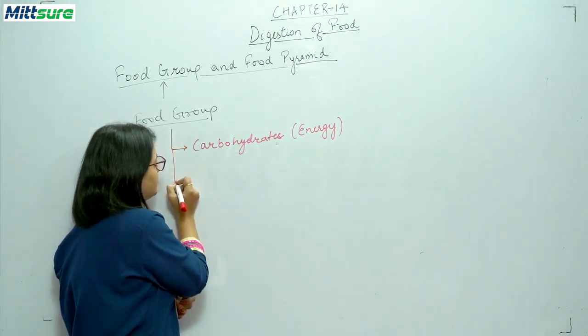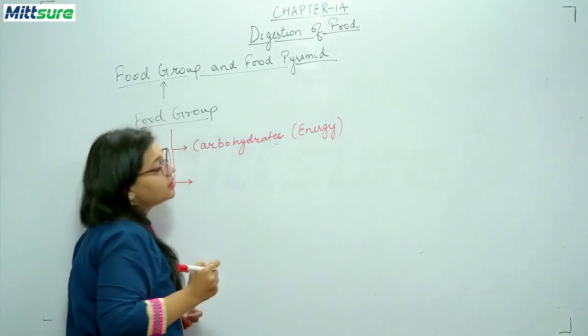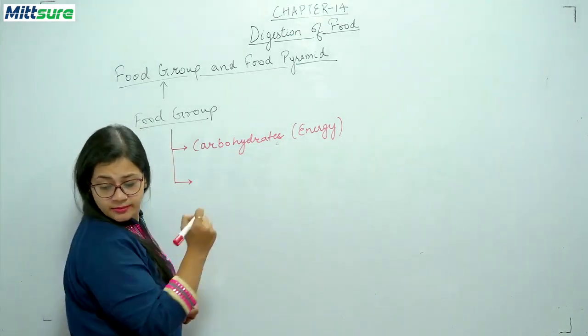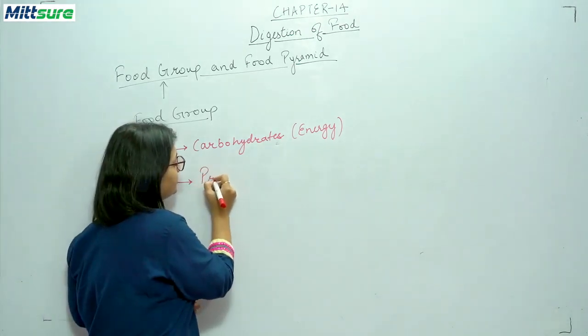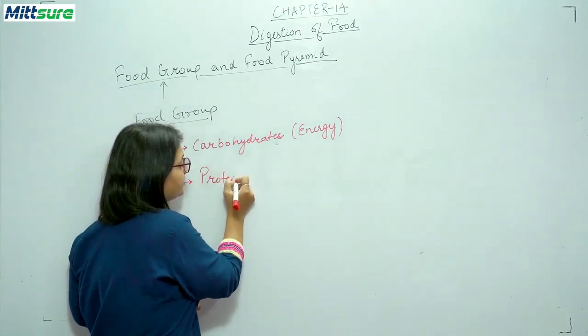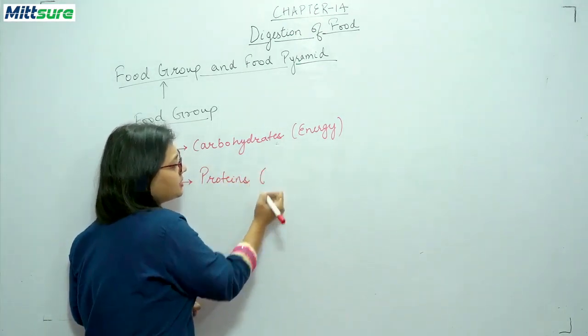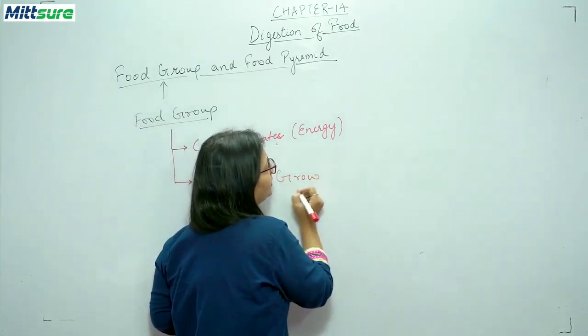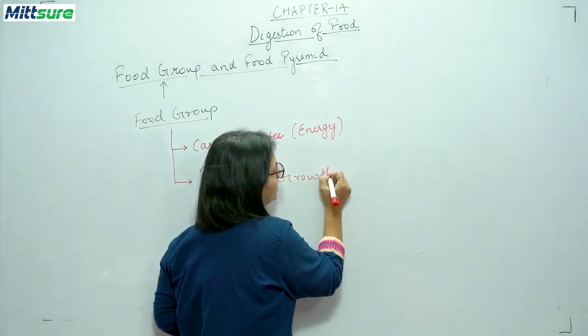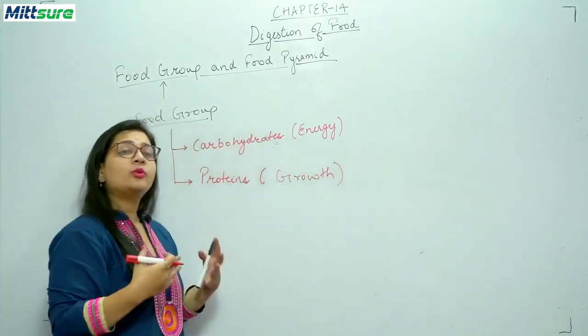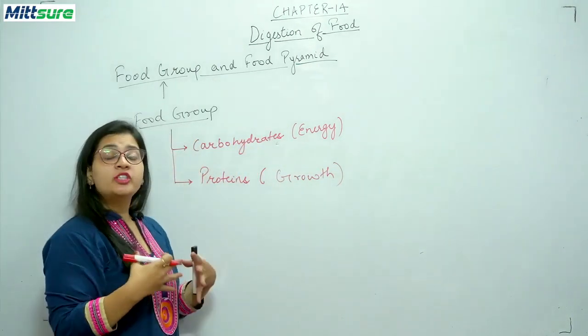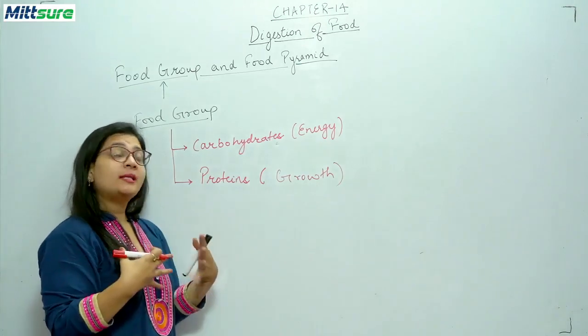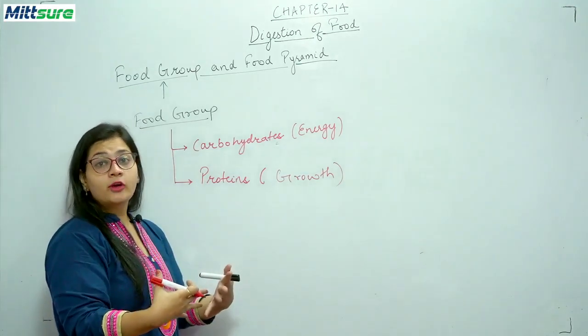The next food group that we are going to discuss is protein. Proteins help you to grow. They help you with growth. Proteins are those food groups which give you the nutritional element that helps in the growth and development of your body.